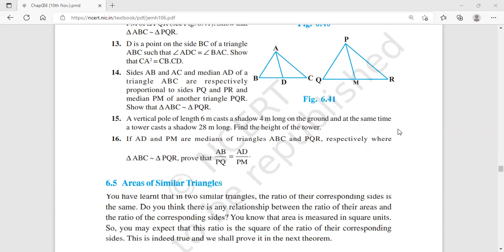A vertical pole of length 6 meter casts a shadow of 4 meter long on the ground, and at the same time a tower casts a shadow 28 meter long. Find the height of the tower. So here we have got a pole which is of length 6 meter. So let's take a pole.